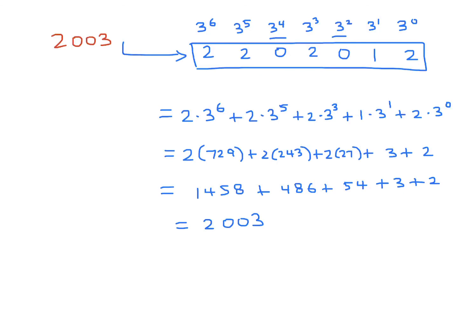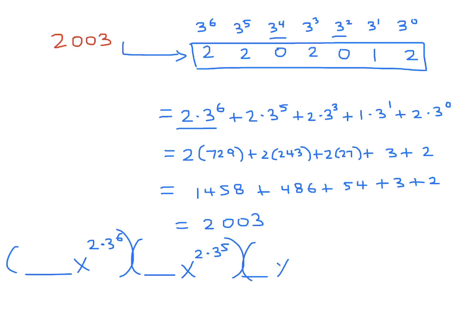Now we get to the heart of the question finally. We have to write out x to the power of 2 times 3 to the 6. Remember, we're using these for a reason. The coefficient x 2 times 3 to the power of 5. Next one, x 2 times 3 to the power of 3.